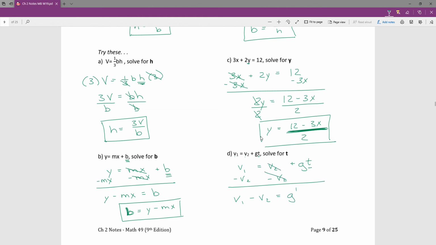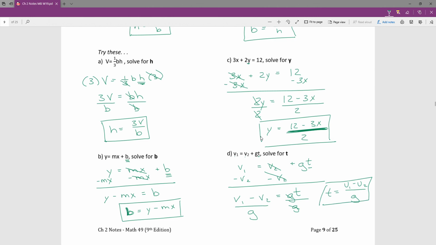equals g t. And t is what I'm trying to get by itself, and I have a g being multiplied by it. So if I divide by g, that's going to get rid of it on that side, but I need to divide this side by g. So I get my final answer that t equals v1 minus v2 all over g.